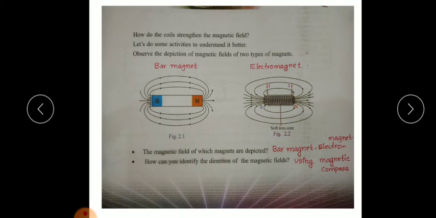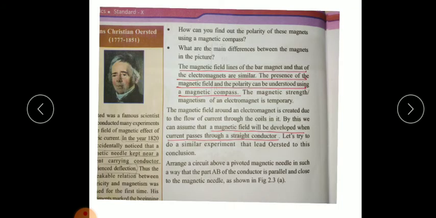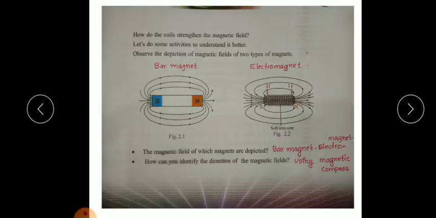So in the textbook itself, you write the answer. Okay, write the answer here itself. On the next page, you can see one question. How can you find out the polarity of these magnets using a magnetic compass? So how can we determine the polarity of these magnets?